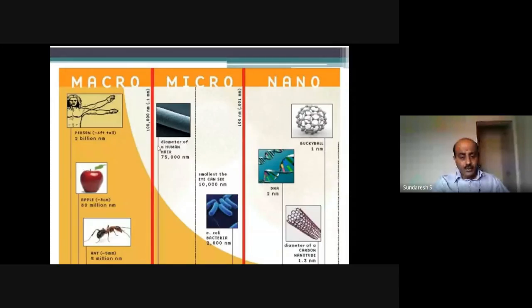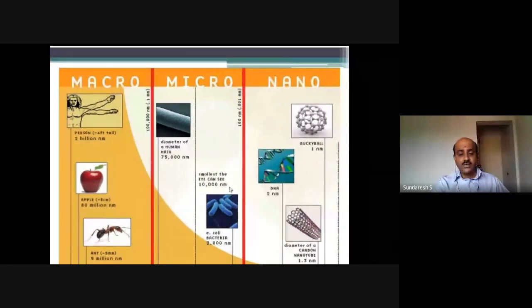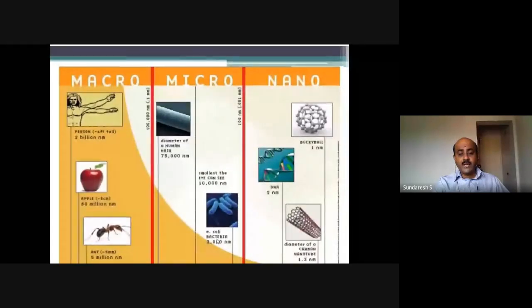The diameter of a human hair is 75,000 nanometers. The smallest thing the eye can see is 10,000 nanometers. Then we have E. coli bacteria, which is 2000 nanometers. So these are all the corresponding data across the micro level.